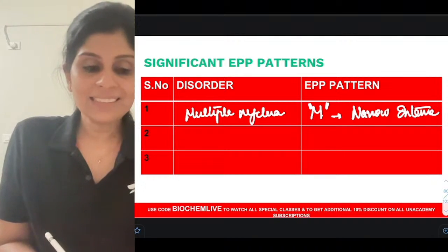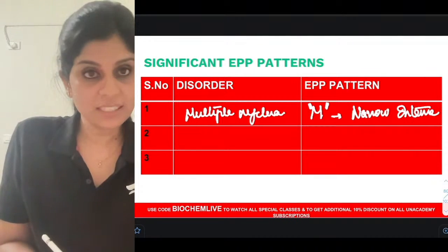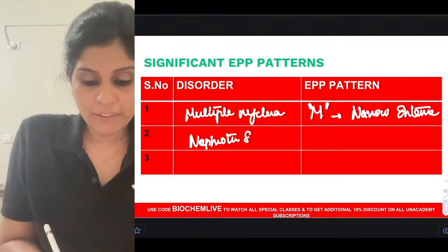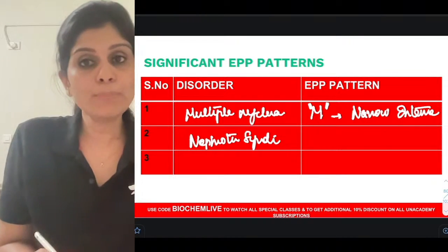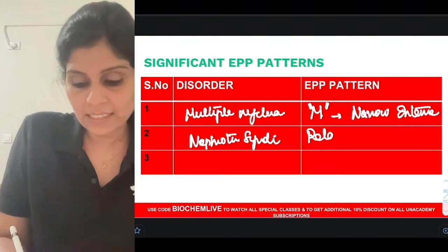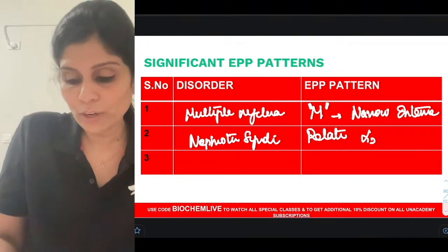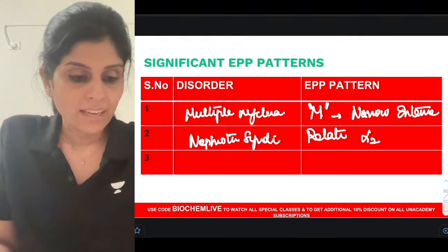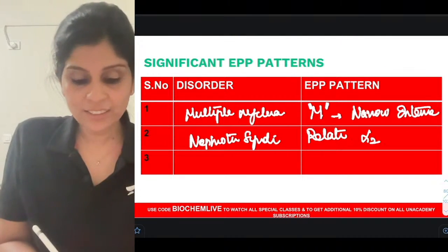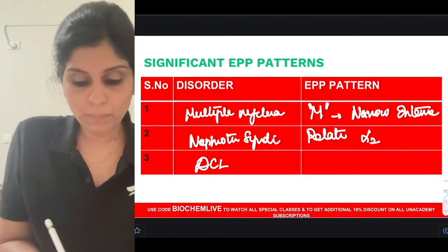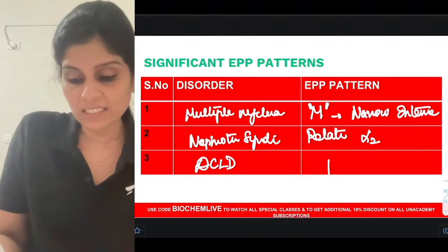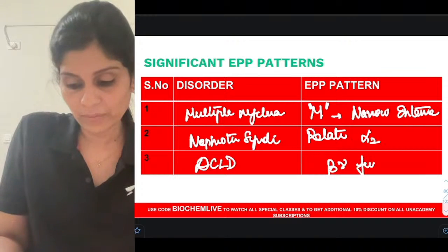Okay. And the next disorder about which I told you is nephrotic syndrome. So what will you see? Nephrotic syndrome, relative prominence. Please understand this. There is a relative prominence of the alpha 2 band against a dull background. Very good. Excellent, Mahak. Good. And the last condition that I told you about is decompensated liver disease. What do we see in decompensated liver disease? It is beta gamma fusion.